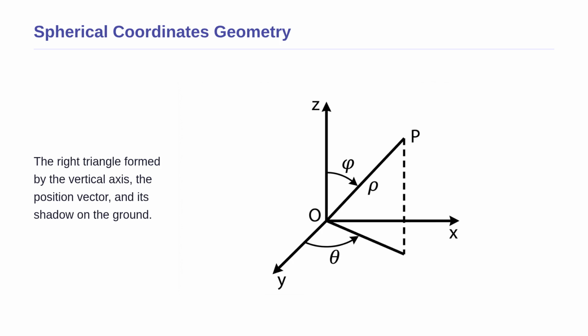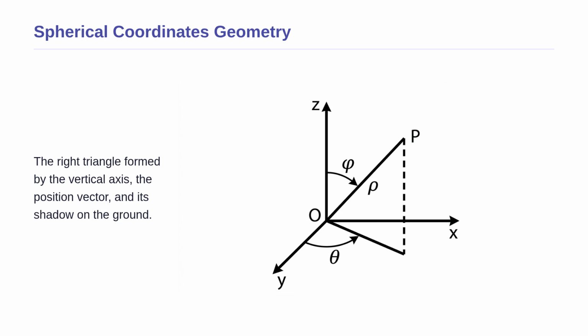Here, you are seeing the three-dimensional axes, x, y, and z. Look at the point P floating in space. The solid line connecting the origin to point P represents our first variable, rho, the straight line distance. Now, notice the angle labeled phi at the top. This is the polar angle, measuring how far we tilt down from the vertical z-axis.